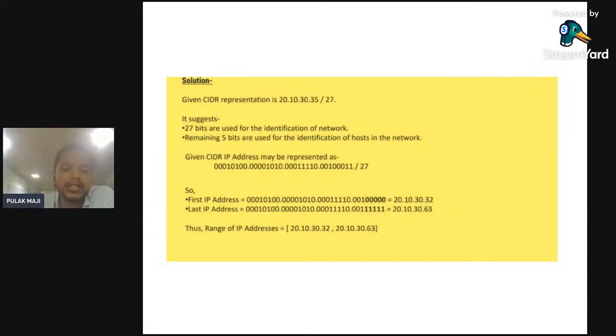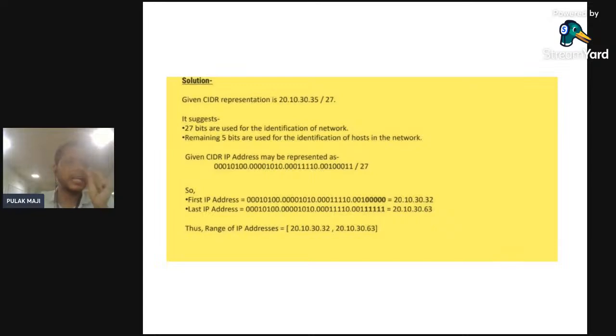What is the question asking? The question is asking to find the range of the IP addresses in the CIDR block. So what is the range? The range is 32 to 63. In this way, you have to find out how we can find the range. Finding the range is very important.